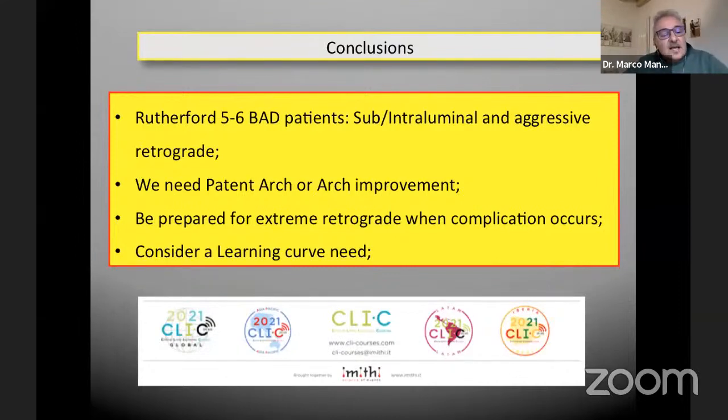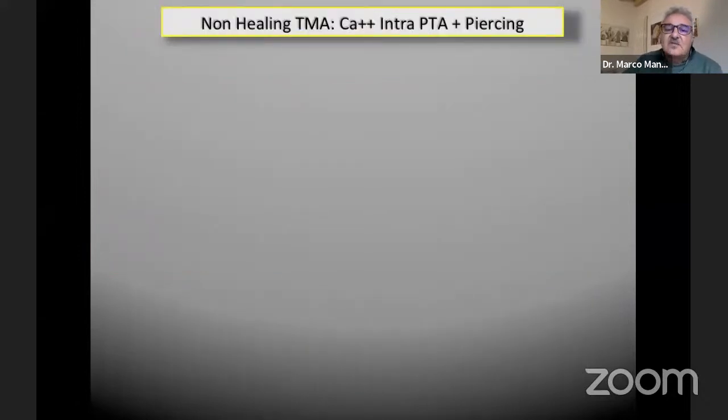Of course, in this patient, we need to have a patent arch, or we try to improve the arch patency. For sure, we have to be prepared for extreme retrograde when complication occurs, and remember that a little bit of learning curve is needed. Thank you very much for your attention. I stop here.